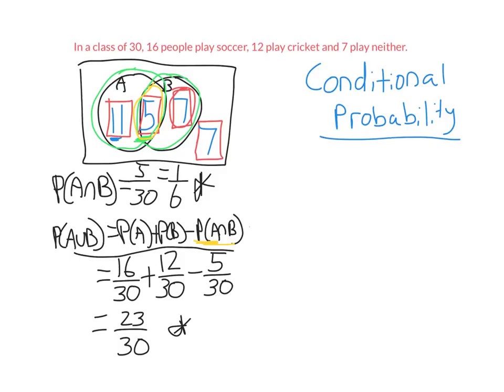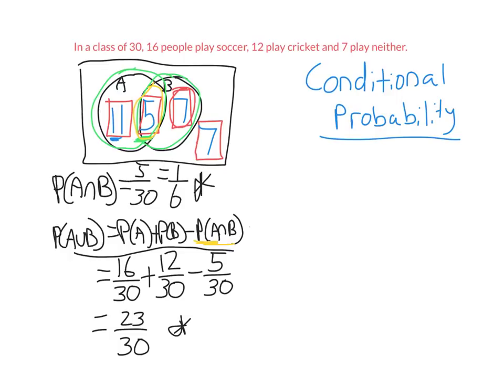So let's now turn our attention to conditional probability. A condition is like a caveat, something that needs to happen. So for example, your parents might say they will buy you a car if you get an A in maths. So getting an A in maths is a condition for you to get a car.